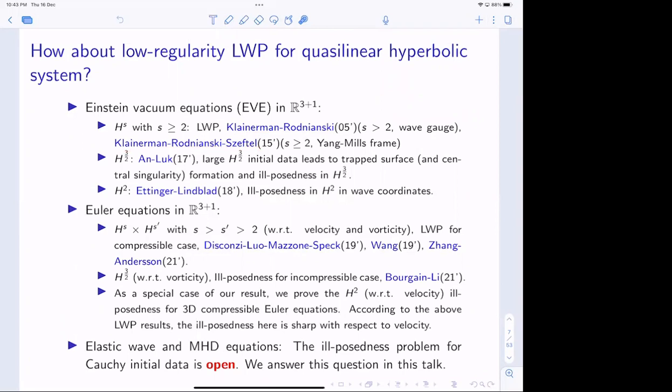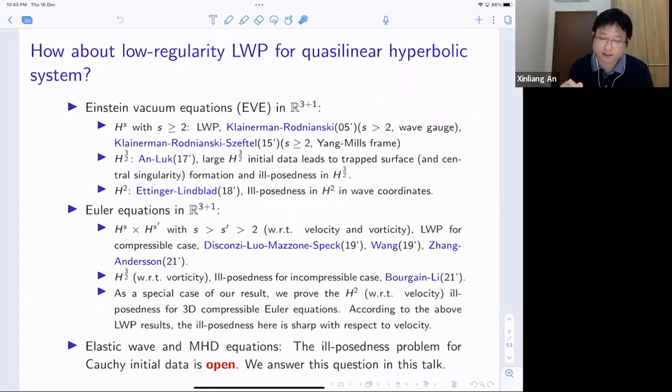And does the first one not just follow from Smith and Tataru? I think this work may be earlier than Smith and Tataru, or roughly at the same time. Maybe earlier.